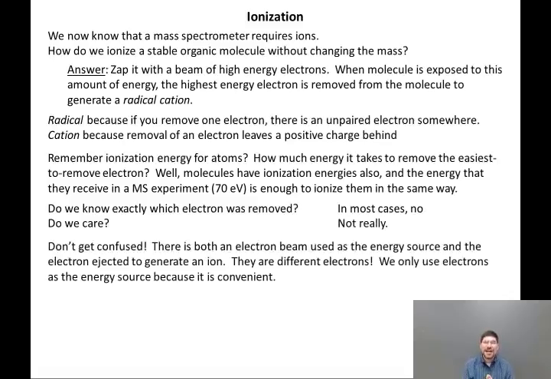Now, I've been talking a lot about electrons. I just want to make the explicit point not to get confused. We're using an electron beam as the energy source. The molecule ejects an electron to generate an ion. Those are different electrons. The only reason we're using a beam of electrons as the energy source is it's convenient. If we had some other way to give it that much energy, and there are actually other techniques that ionize molecules that are beyond the scope of this course, then those electrons will not be involved. But in all cases, an electron is going to get ejected from the molecule to generate a positively charged ion, or at least in all simple cases of mass spec.